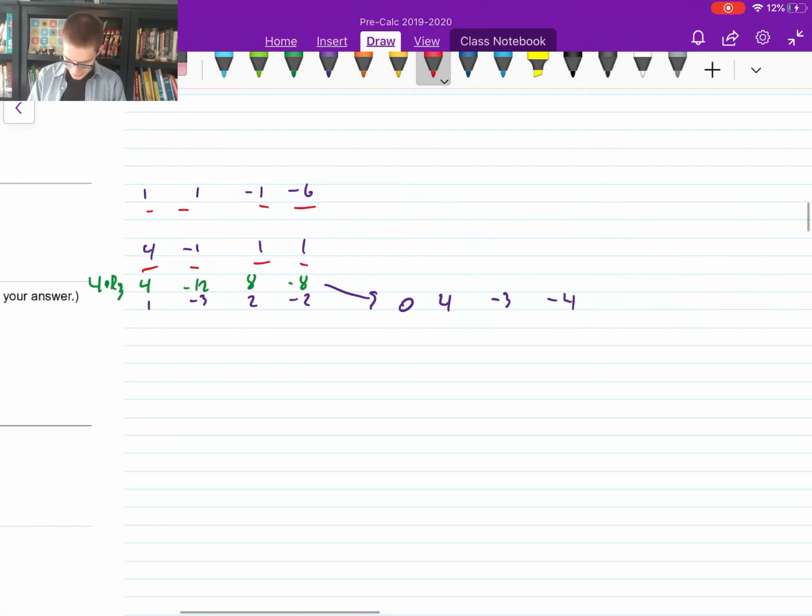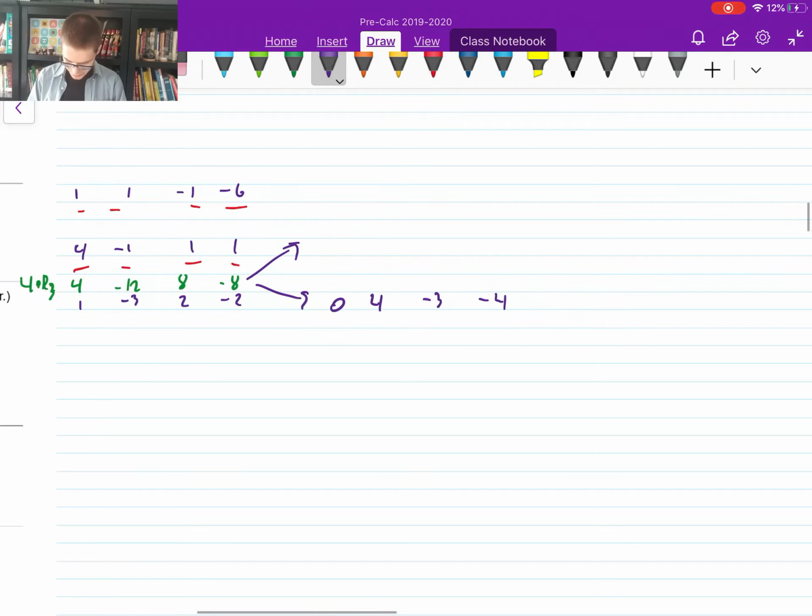Okay, and we'll bring that up to row 2. So we'll get 4 minus 4 is 0. Negative 1 minus negative 12 is negative 1 plus 12. So that is 11, right? Yep. And then 1 minus 8 is negative 7. And then 1 minus negative 8 is 9.